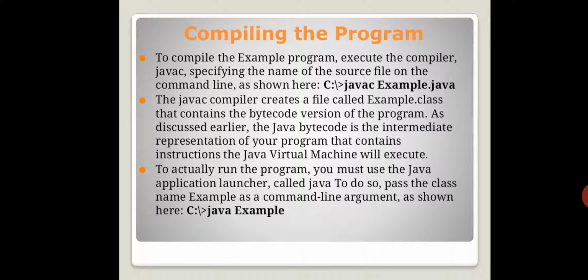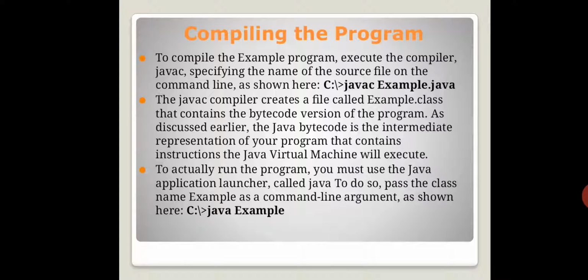As discussed earlier, Java bytecode is the intermediate representation of your program that contains instructions the Java Virtual Machine will execute. This was the explanation I have given in your previous session as well as in this session. They have just given it in a standard way. Okay, the next point is, to actually run the program, you must use the Java application launcher called java. To do so, pass the class name Example as a command line argument.